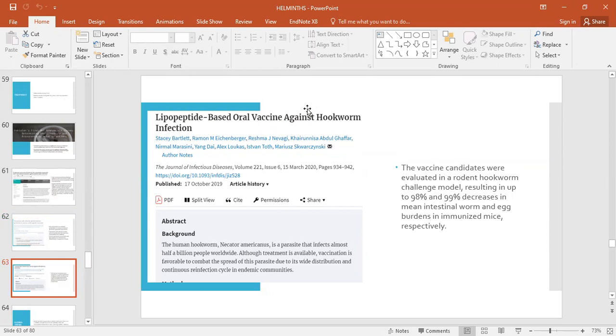Research article on an oral vaccine against hookworm infection. The human hookworm Necator americanus is a parasite that infects about 500 million people worldwide, and treatment is available. Vaccination is favorable to combat the spread of this parasite due to its wide distribution and the continuous reinfection cycles in endemic countries. The vaccine candidates were evaluated in the rodent hookworm challenge model, resulting in up to 98% to 99% decrease in the mean intestinal worm and egg burdens in immunized mice, respectively.